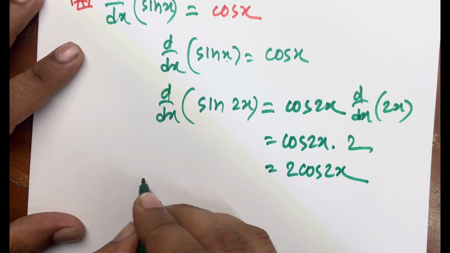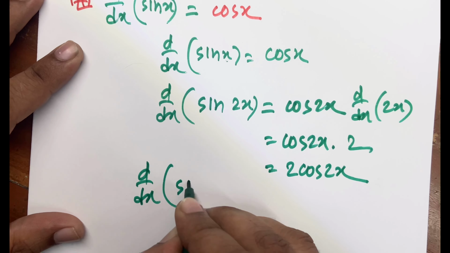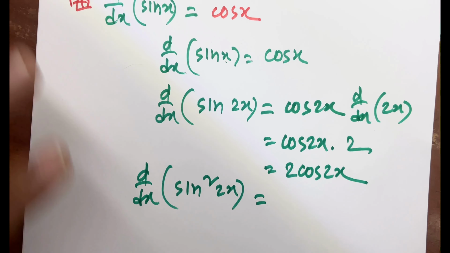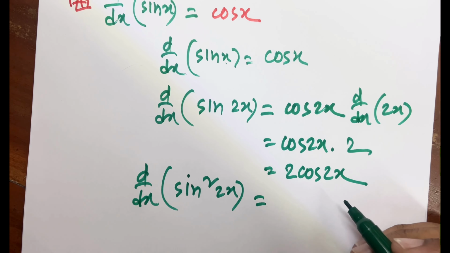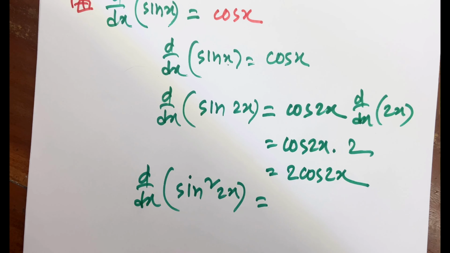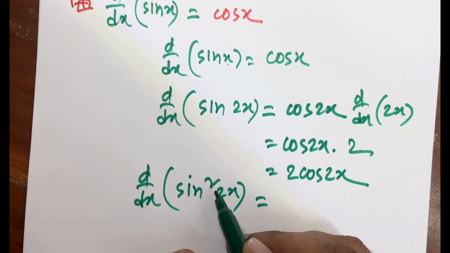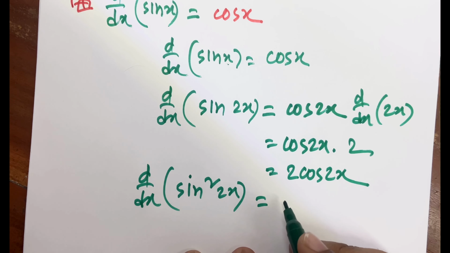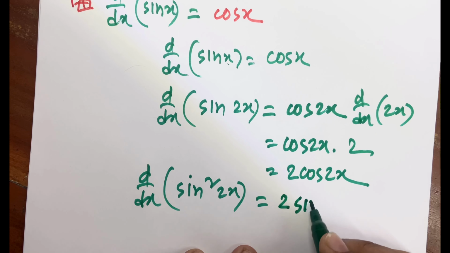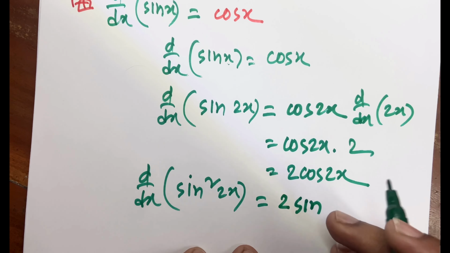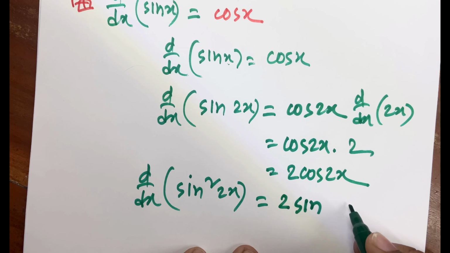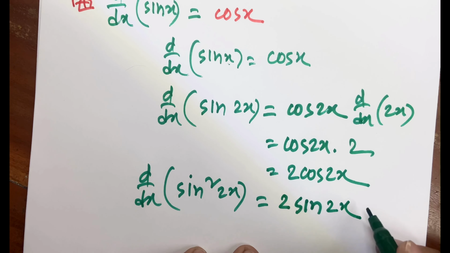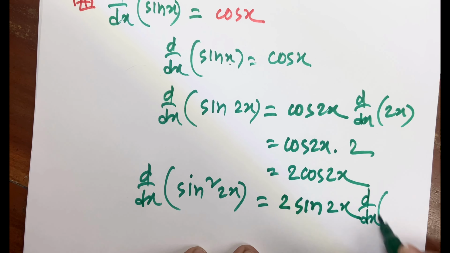Now you can say d/dx of sine squared 2x. But what is the value of this problem? You can say there is 2, so 2 is n. First of all, you can follow the first formula, d/dx of x to the power n equals n x to the power n minus 1. So 2 is n, and 2 minus 1 is equal to 1, so write 2 sine 2x, and d/dx of sine 2x.